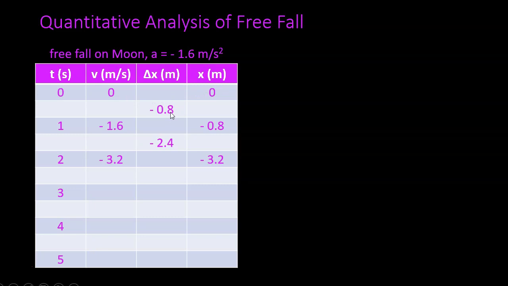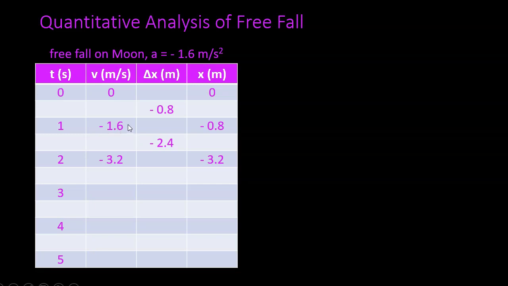Notice that the displacement for the first second is half the acceleration, so it's going to be negative 0.8 meters. The velocity changes by the amount of the acceleration every second. So after 1 second, the velocity is now 1.6 meters per second in the negative direction.